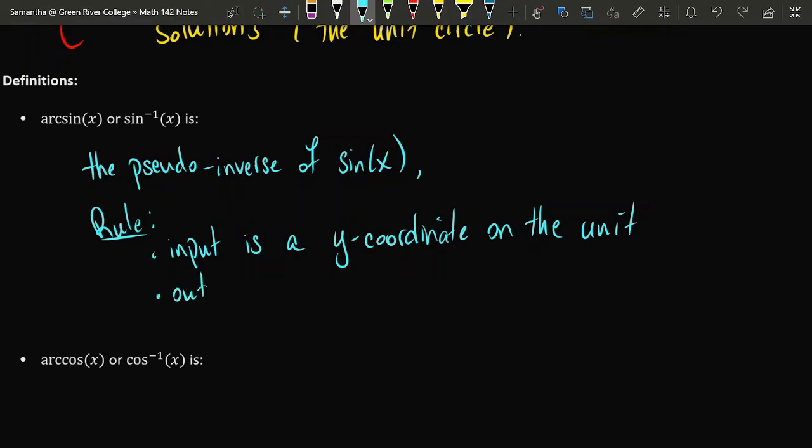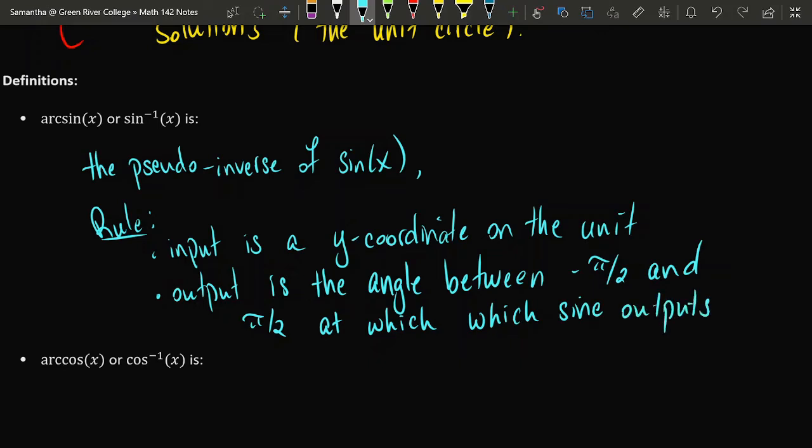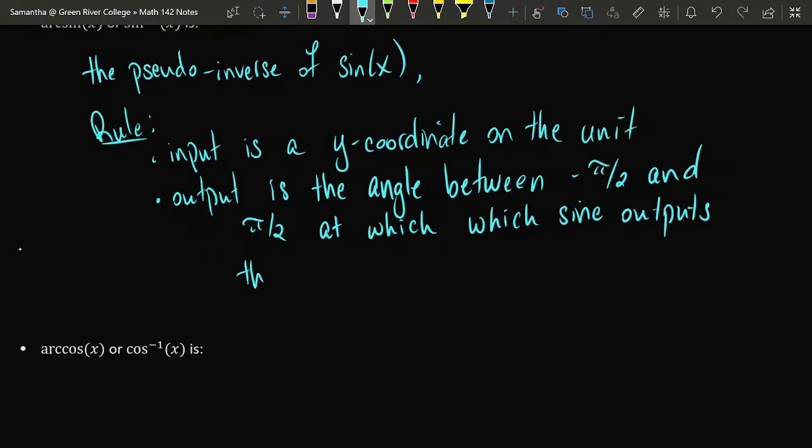And the output is the angle between -pi/2 radians and pi/2 radians, at which sine outputs that y-coordinate.